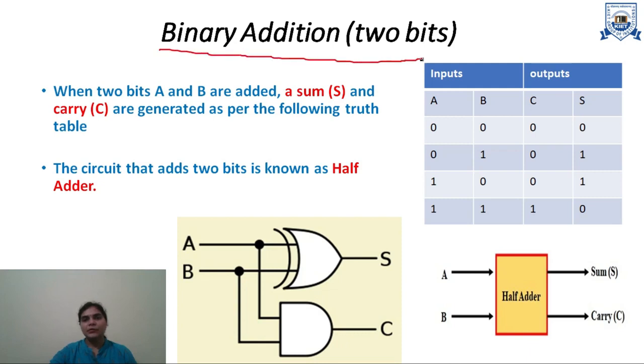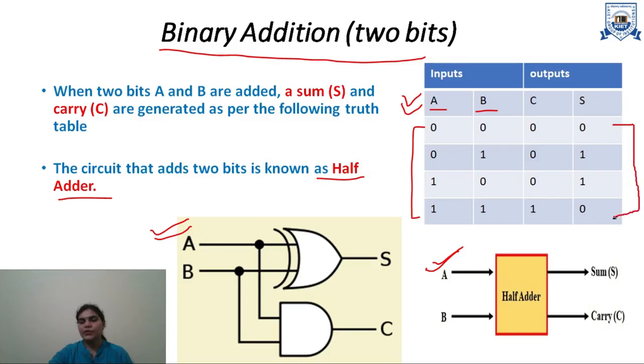Binary addition of 2 bits. A half adder is a circuit that adds 2 bits. As you can see here, the circuit diagram of the half adder is given, the block diagram is given, and the truth table is also mentioned to recall the concept. A half adder adds 2 bits, bit A and bit B. 2 bits can have 4 combinations: 0,0, 0,1, 1,0, 1,1. And the corresponding sum and carry values are also mentioned in the truth table.